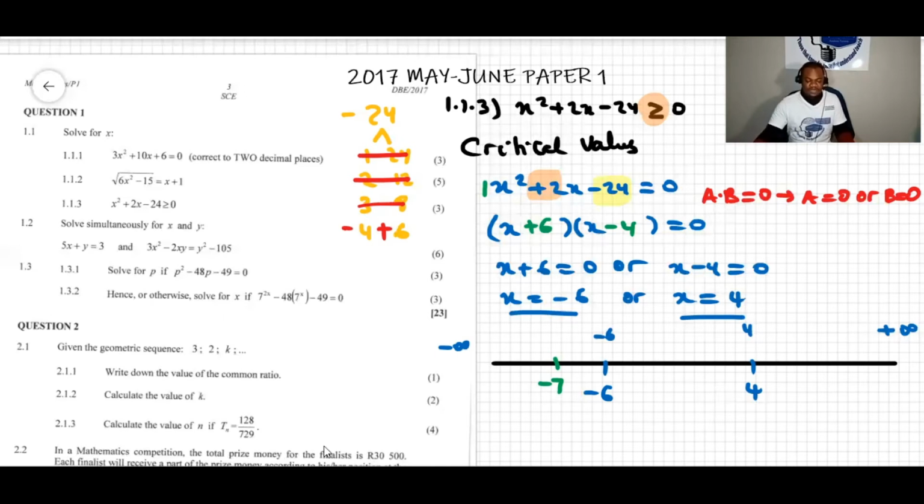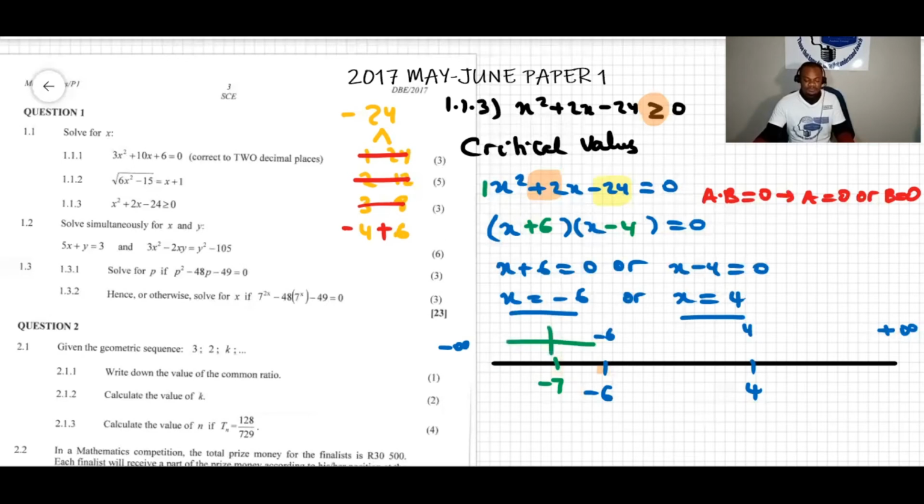If I take a number like -7, I will sub -7 for x, and -7 for x. Now check. If I sub -7 there, I will get a negative answer, -1. There I will get -13. -1 times -13 makes positive 13. So that tells me that in this interval, my function will be positive.